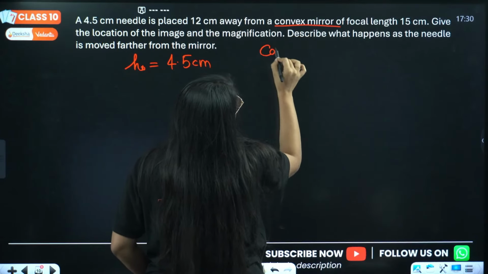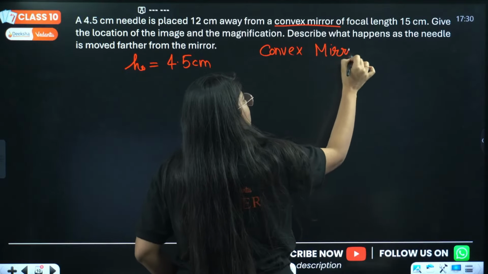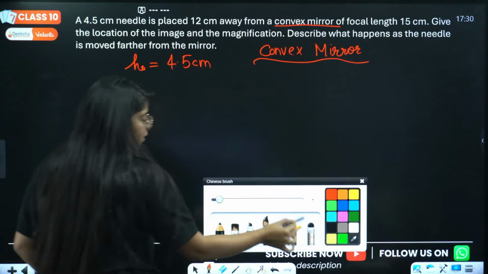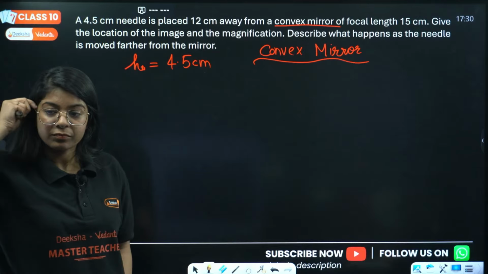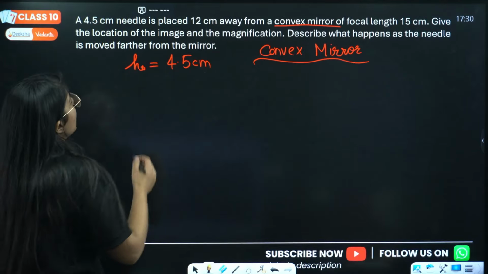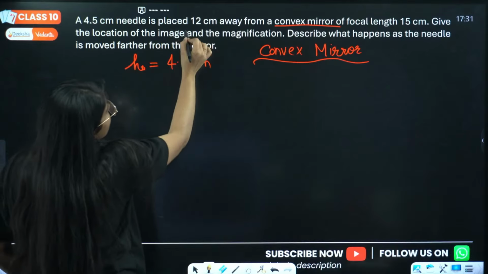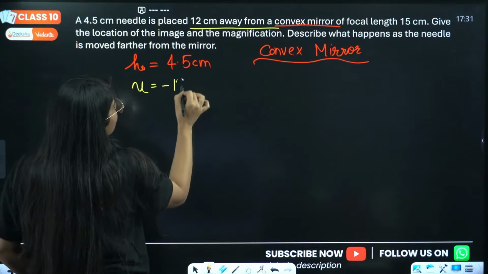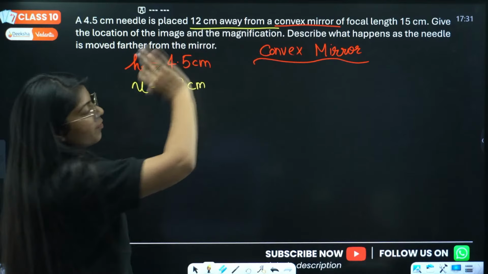We have a convex mirror now, right? As soon as you see something written about concave, convex in the question, write it down on your answer sheet. That is the rule, right? Okay, so height of object is 4.5 centimeter, placed at 12 centimeter away. So U is minus 12 centimeter. Understood? Of focal length 15 centimeter.